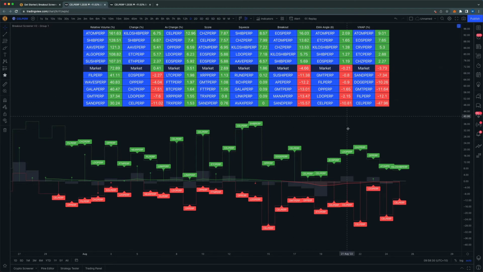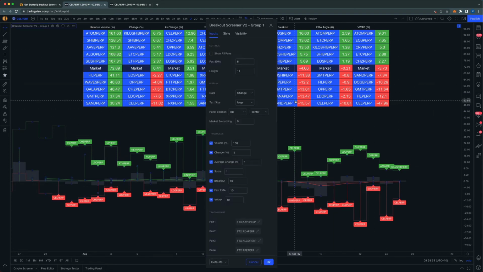Breakout scores, again, breakout score across the market is pulling back. SAND and EOS are the best and worst performers, and we have covered these other tools. So let's just jump across now and have a look at show all pairs.